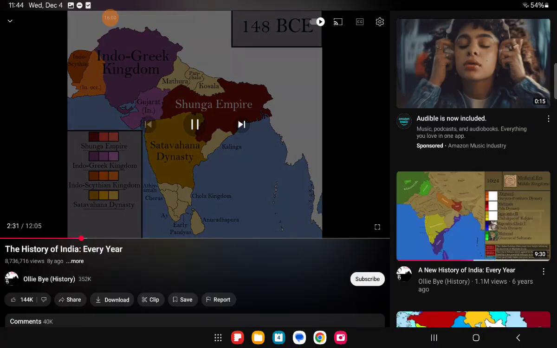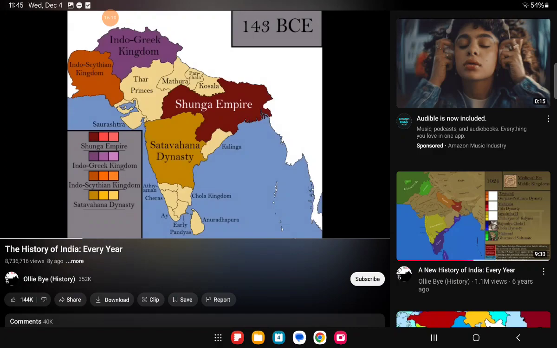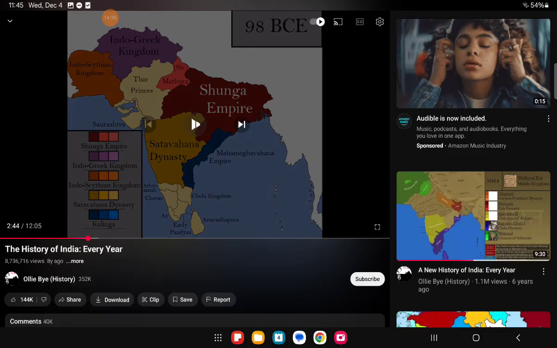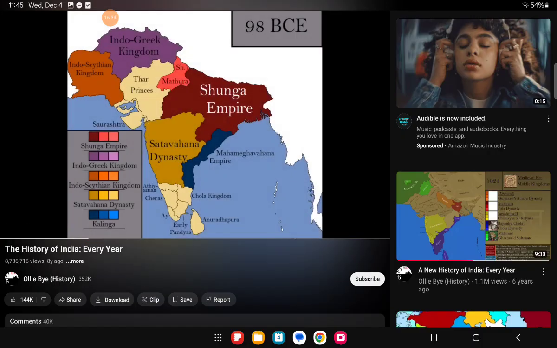And now the Indo-Greeks have occupied Gujarat, but were forced to stop after the Indo-Scythians occupied them. And now we have the Tar princes and Saurashtra and Mathura. Is anything interesting going to happen now? Look, the Shungas took back Kosala and Panchala, and now they're occupying Mathura. And Kalinga became an empire called the Maha, which means great, Mahamegavahana.